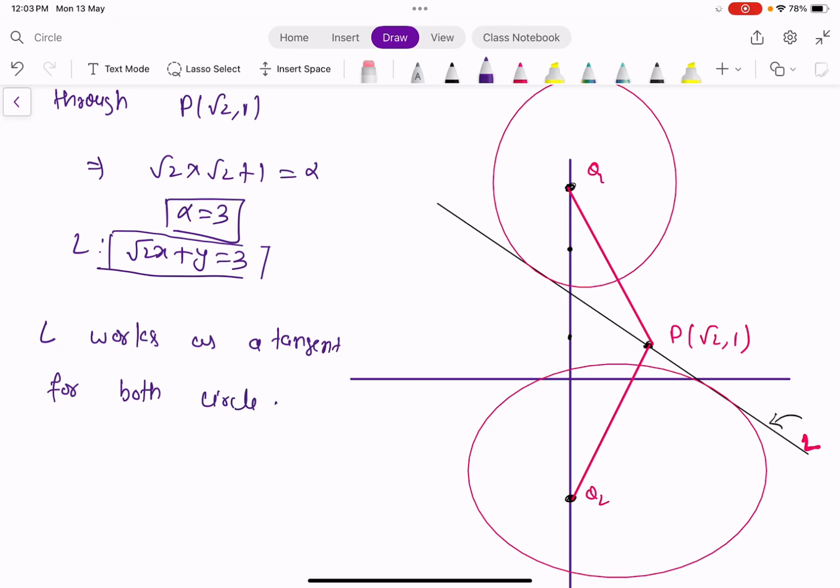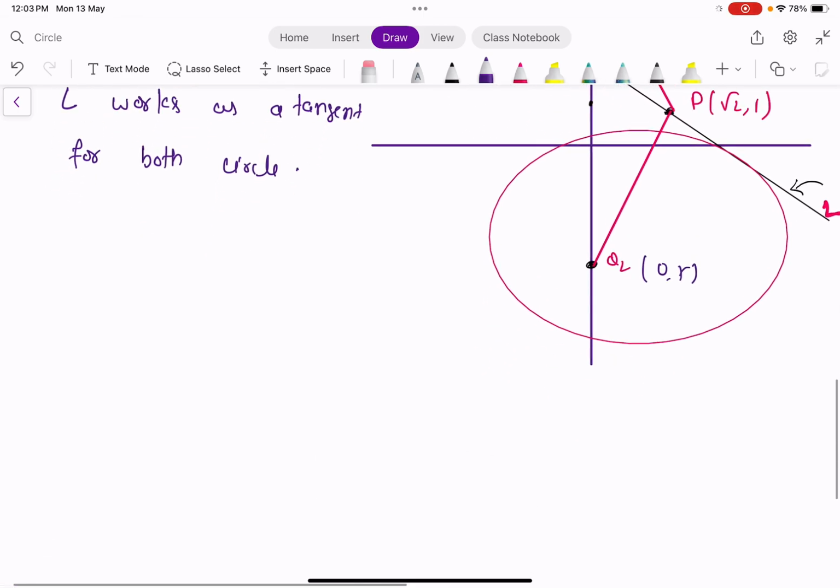Since the center lies on the y-axis, we can assume the centers are (0, beta) and here also (0, gamma), or anything we can assume. Now what we can say here, we can say any one of the circles.